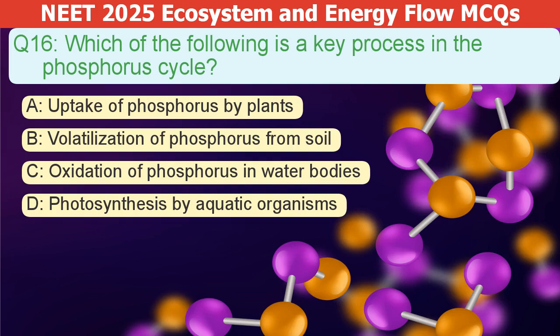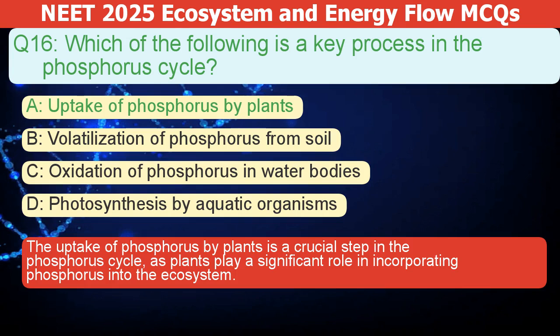Oxidation of phosphorus in water bodies. D. Photosynthesis by aquatic organisms. The correct answer is A. Plants absorb phosphorus, a key part of the phosphorus cycle. They bring phosphorus into the ecosystem.